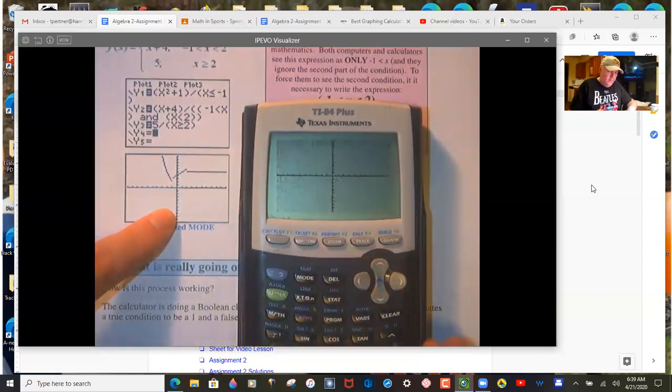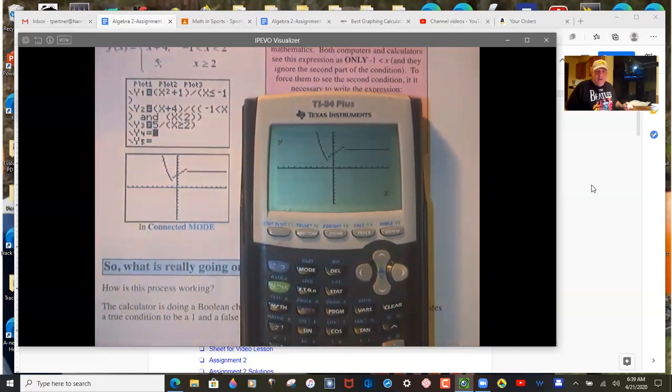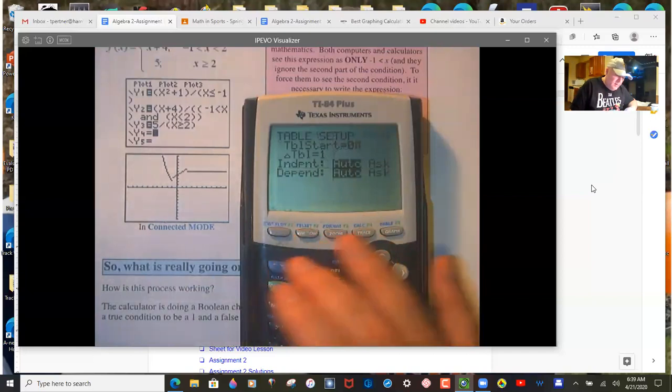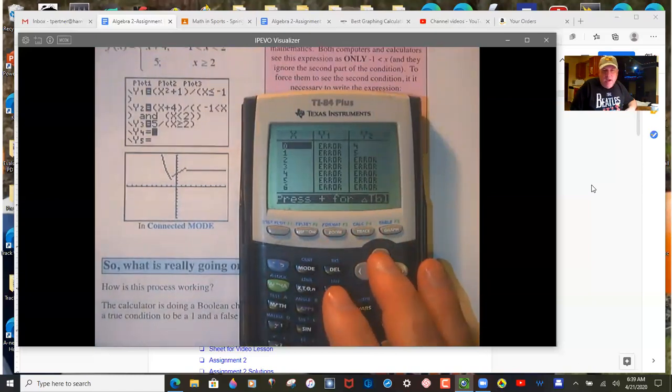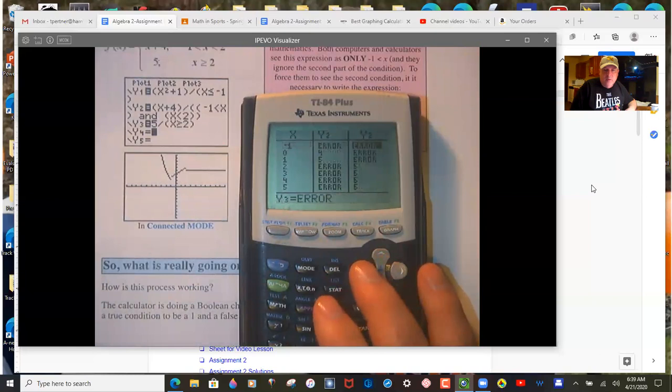I'm just going to do a zoom 6, which standardizes everything. Let's see if I got it right. Bam, there it is. And now you're going to have an accurate table. So let's go to the table. I want to reset my table here. And remember that there's a Y3 farther over here, so if you scroll, you'll get that.